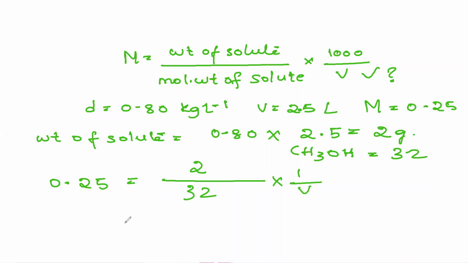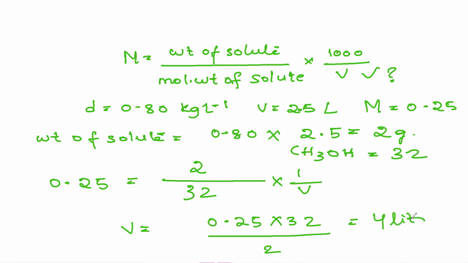From this you can find V is equal to 0.25 into 32 divided by 2, and 2 sixteens are 32, so 0.25 into 16 is equal to 4. So the answer is 4 liters. We can check the options. In this way you have to do the answer.